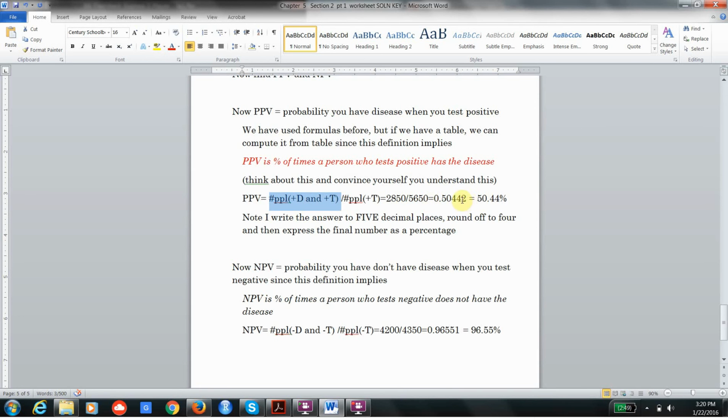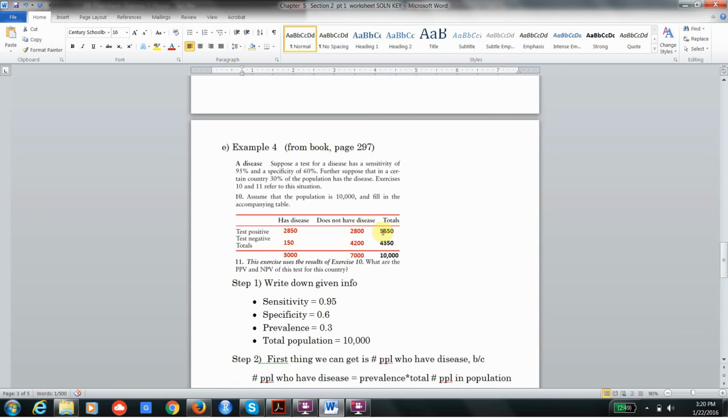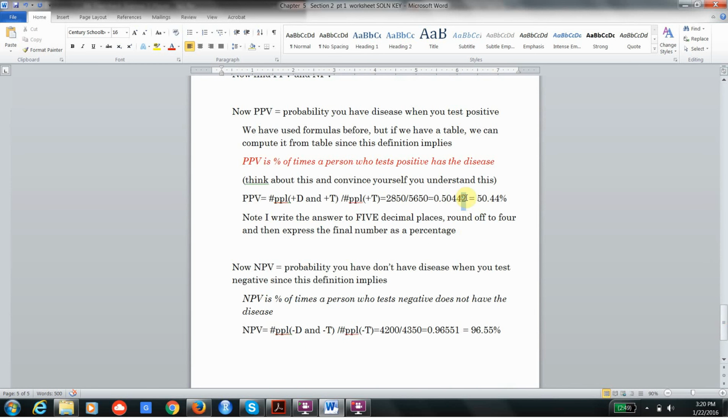Put these numbers in, and of course I get the number of people who test positive by going to the table, right? Now I'm going to add up this row right here. This is the total number of people that tested positive. It's the number of people that tested positive and had the disease, and the number of people that tested positive and didn't have the disease. And I take that ratio, compute it out to the 5th decimal place, round it to the 4th, express it as a percentage, and I get that.